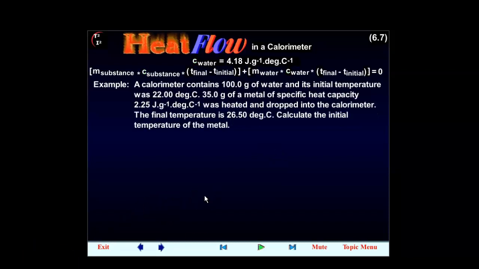All right, this is another question, question number 2, for you to practice. A calorimeter contains 100 grams of water and its initial temperature was 22 degrees Celsius. 35 grams of a metal of specific heat capacity 2.25 joules per gram per degree Celsius was heated and dropped into the calorimeter. The final temperature is 26.50 degrees Celsius. Calculate the initial temperature of the metal. So this is the second question I want you to try out.